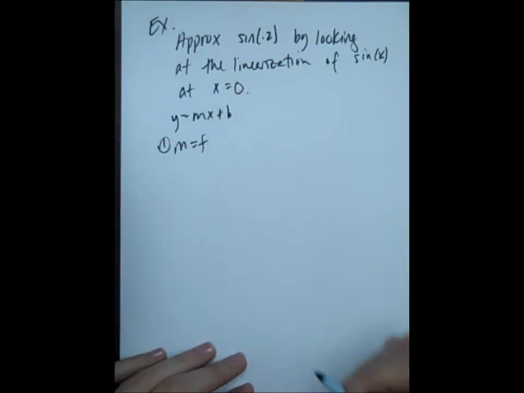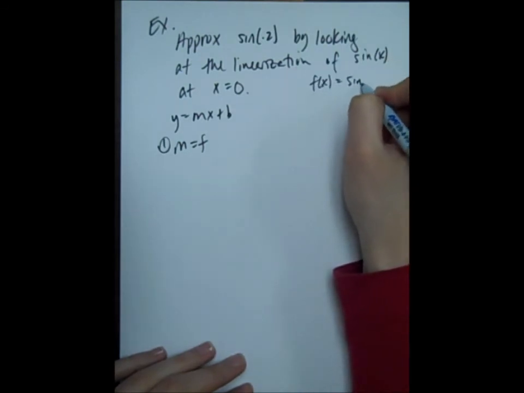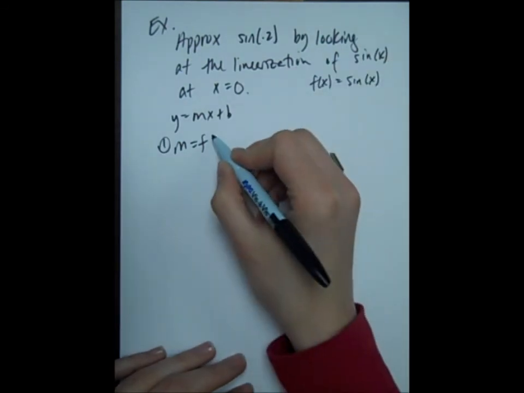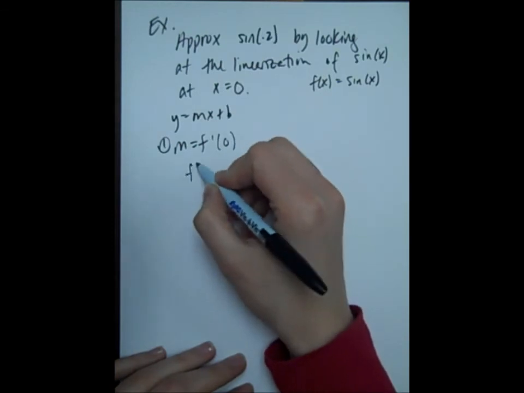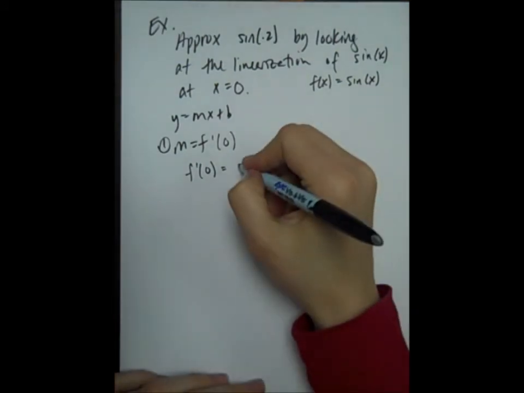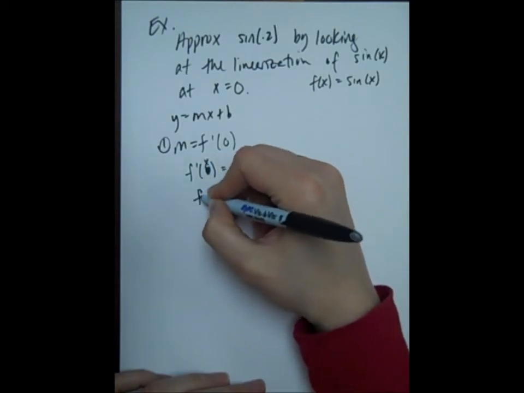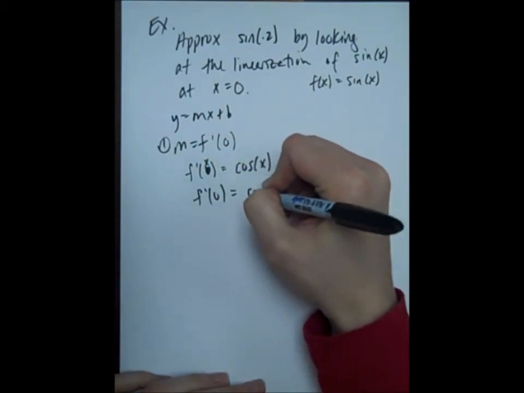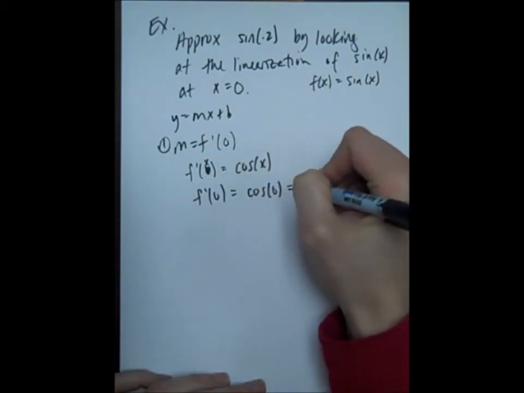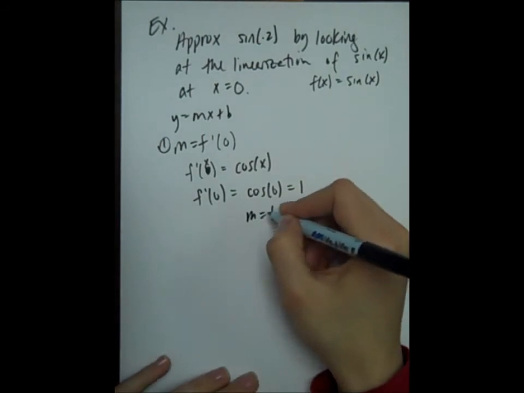So first thing is I'm going to find m. My function is sine. So to find m, it'll be f prime of 0. Well, what's the derivative of sine of x? Derivative of that would be cosine of x. Plug in 0, so I get cosine of 0, which is 1. Okay, so I found my slope of my tangent line.